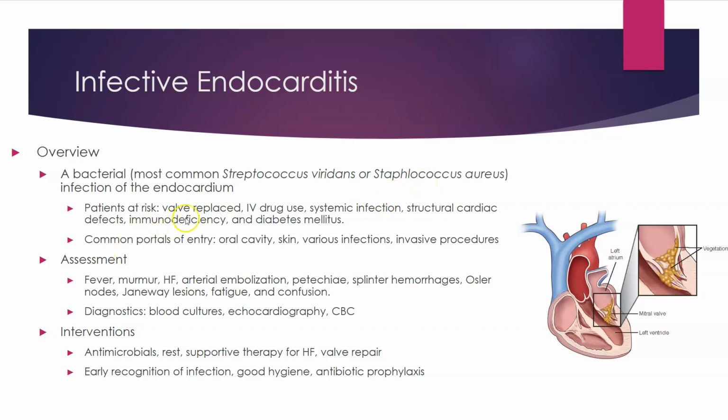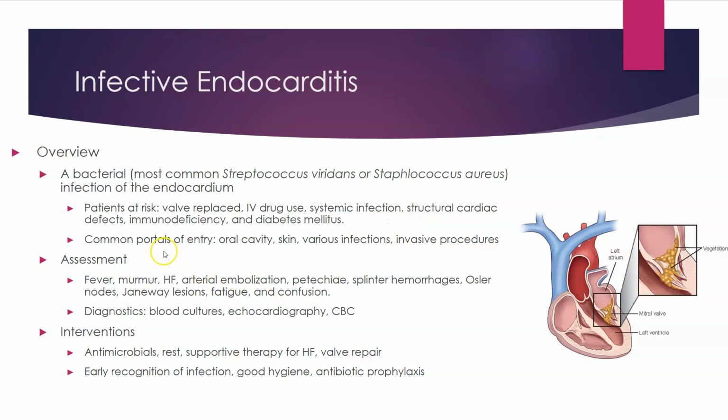Patients are at risk if they've ever had valve replacement. Any plastic within their body is a big risk factor for infection. IV drug use, systemic infections, and any cardiac defects, which cause turbulence and create a place for bacteria to grow. Immunodeficiency also allows this to grow. Diabetes mellitus is a risk factor because of the increased sugar.